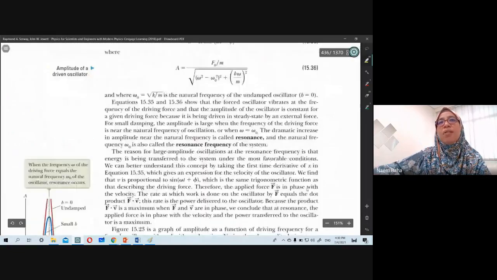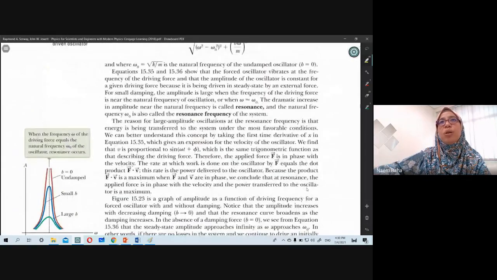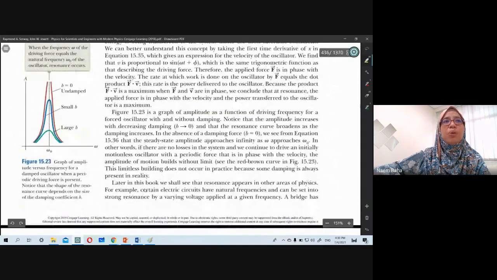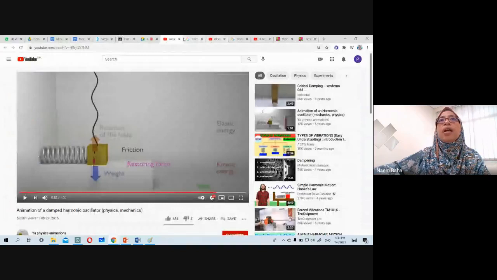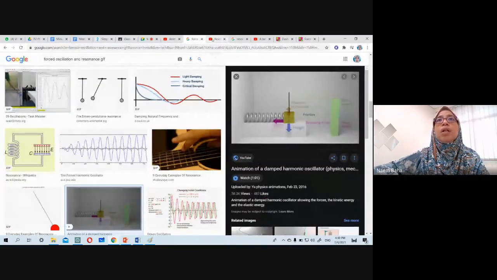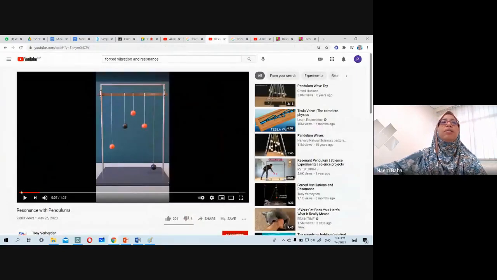Now, forced oscillation has very much to do with what we call resonance. But number one, we need to know what resonance is.